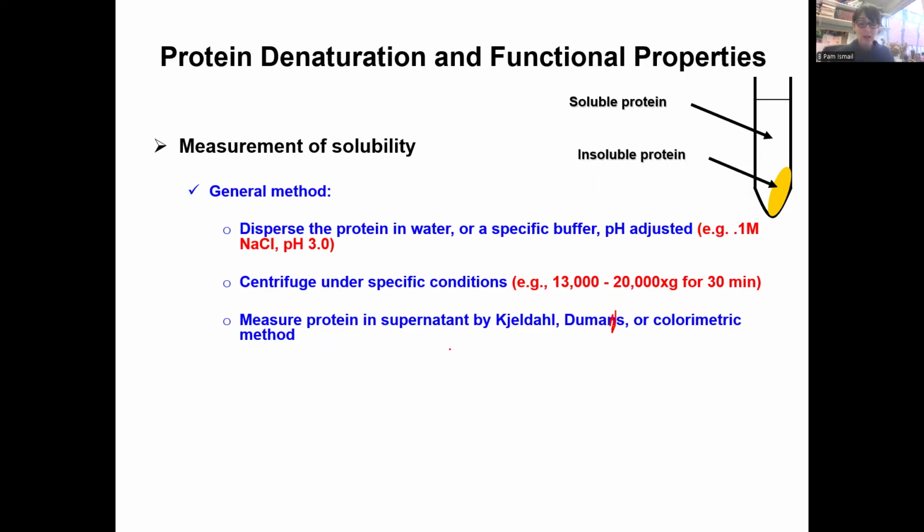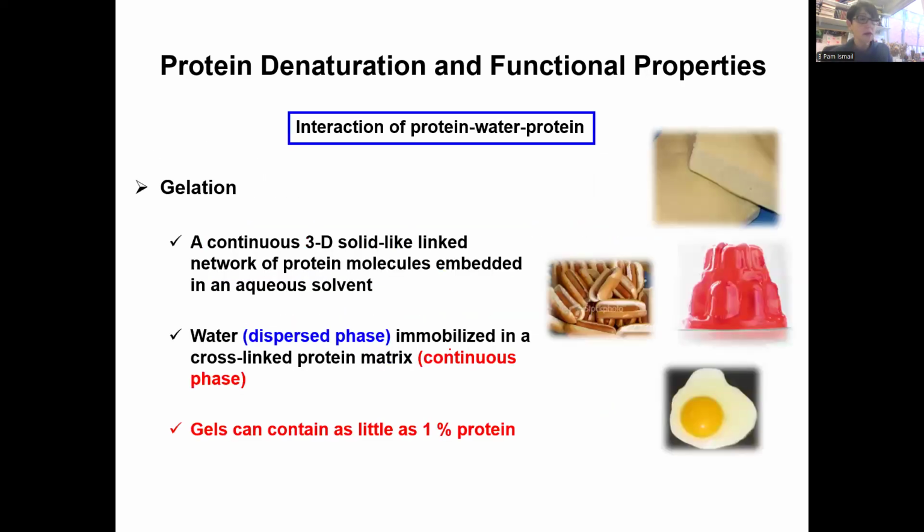DUMAS. Okay, so next, I want to talk about gelation, the formation of a gel. The gel is a continuous 3D solid-like matrix or network of protein embedded in an aqueous solvent. So meaning you put the protein in aqueous and then you induce gelation conditions. It could be thermal, it could be acid induced. So you induce the gelation conditions and then a gel is formed. And when the gel is formed, it's entrapping water.